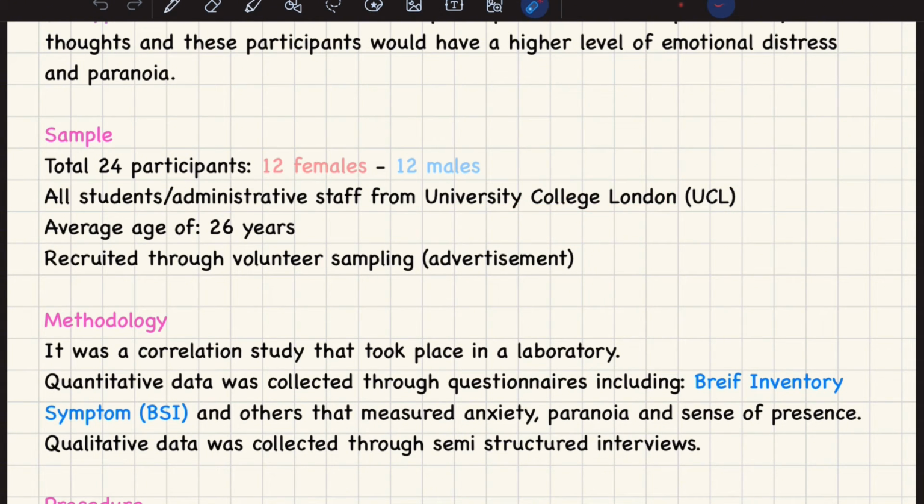The average age of all participants was 26 years, and they were recruited through volunteer sampling. So an advertisement was passed around in the college. When you give an advertisement and you volunteer sample, that means the person has volunteered and has given their informed consent to participate in your study.